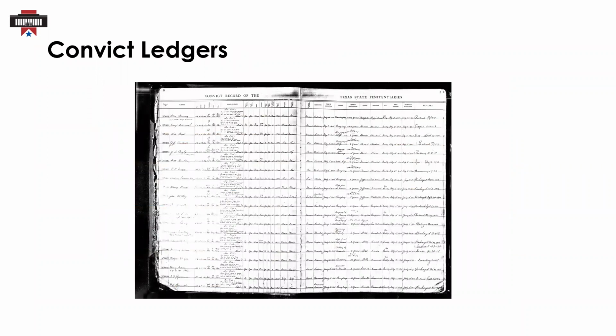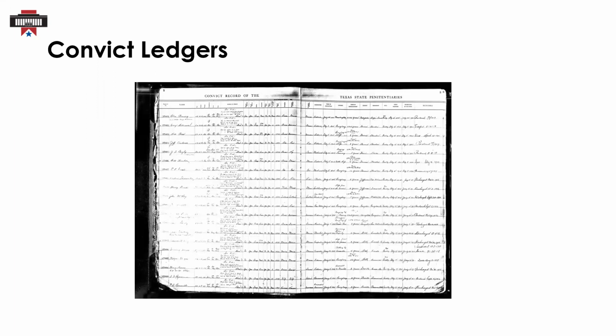Despite an end to slavery, many African Americans were imprisoned and subsequently leased out for their labor by the Texas prison system to private landowners. Some African Americans found themselves working back on the same plantations where they had been enslaved.